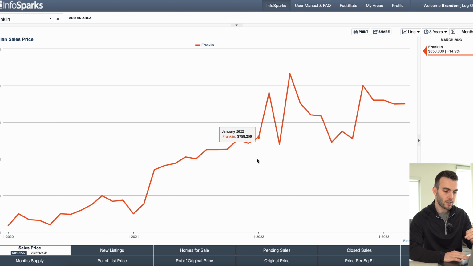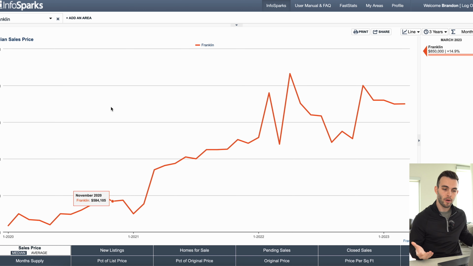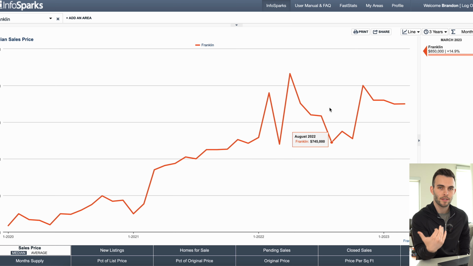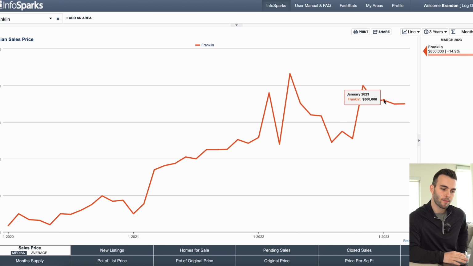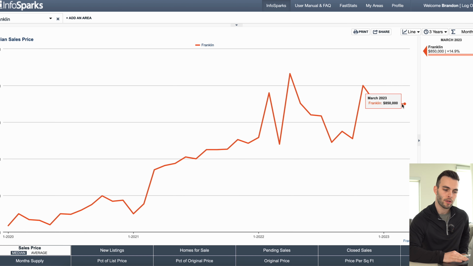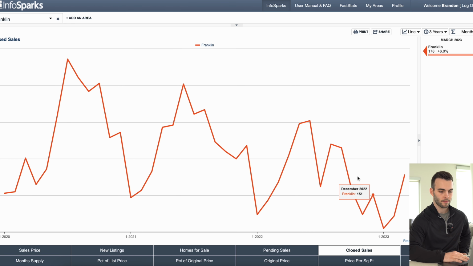But it is positive news that, going into the spring market, we're seeing steady prices. And once I show you a couple other metrics, you'll see why we haven't seen some massive crash like people have been talking about all over the mainstream news. So we have technically decreased from January to February and March, but February and March have almost the exact same median sales price. So now let's look at the actual closed sales.